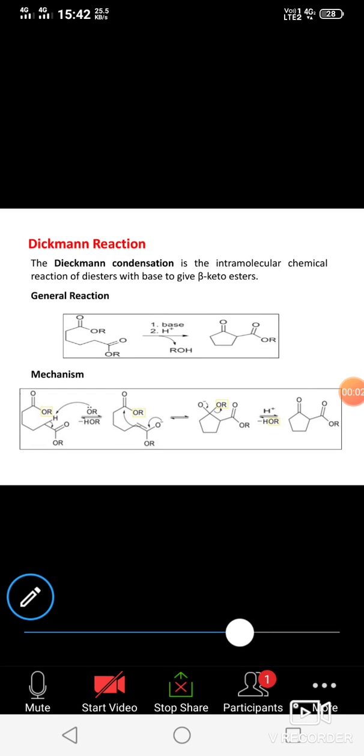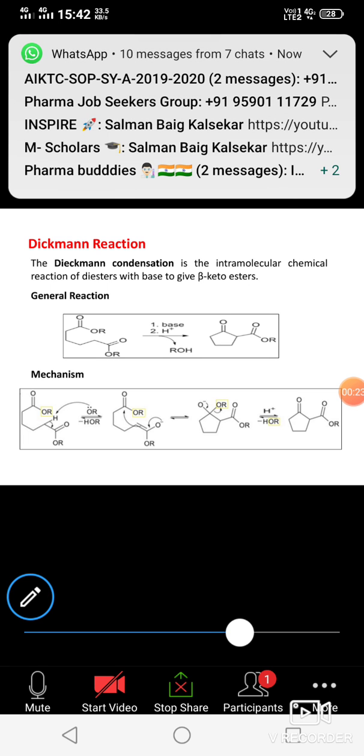We are having here the Dieckmann reaction. Okay, so for the Dieckmann reaction, students remember that this reaction is a cyclization reaction. Second point, this reaction is an intramolecular reaction, means only a single molecule will take part in the reaction.